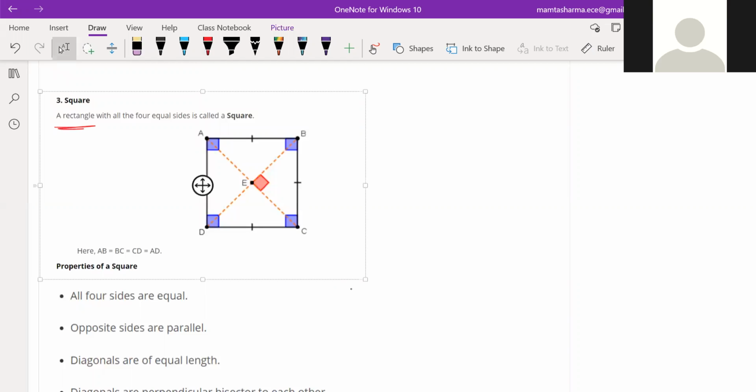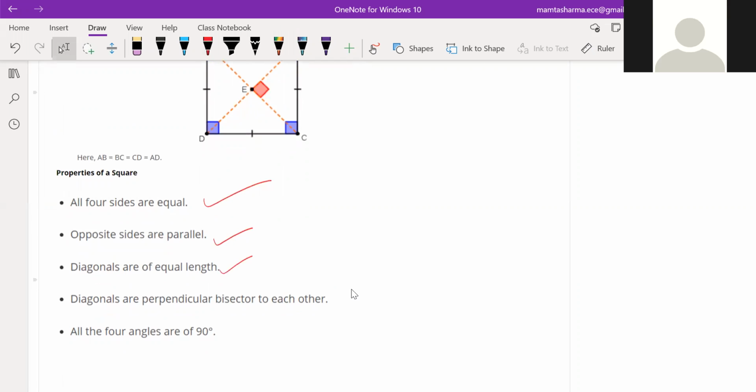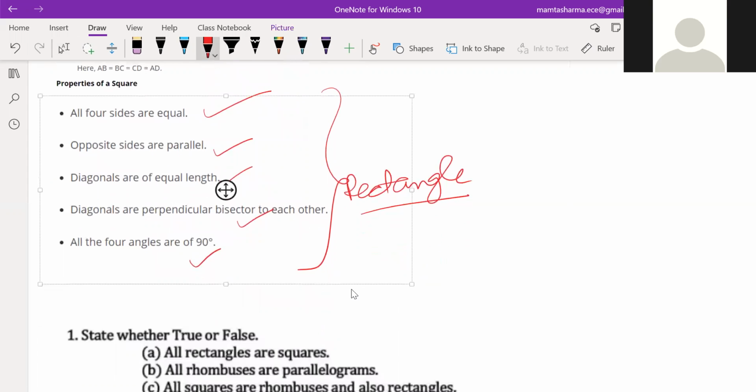So what are the properties of a square? All sides are equal. Opposite sides are parallel. Diagonals are of equal length. Diagonals are perpendicular bisectors. So all the properties are the same as those of a rectangle. If you remember one property, you can apply the same to a square. The only difference is that all sides are equal in length. The other properties are the same as those of a rectangle.